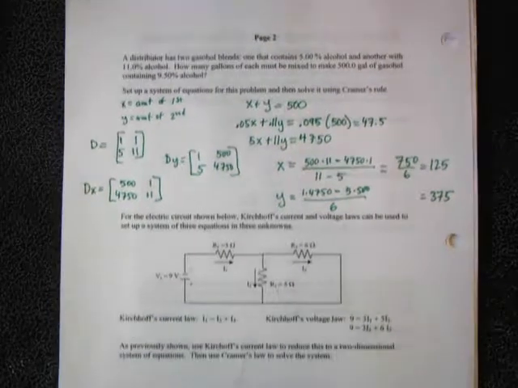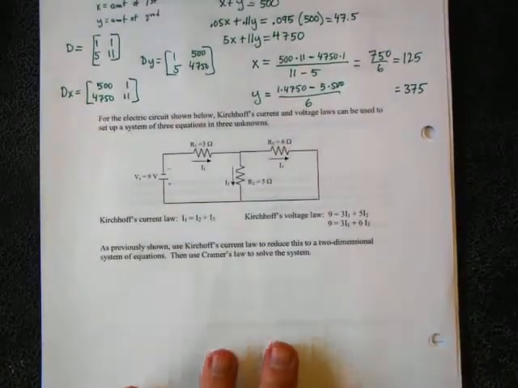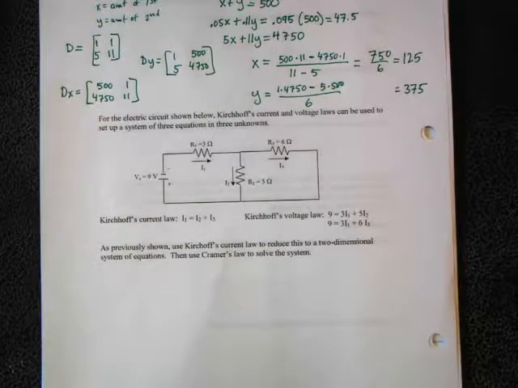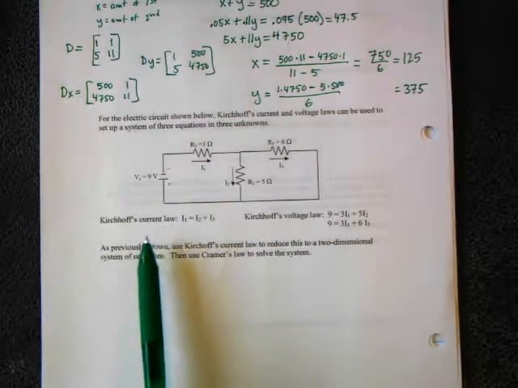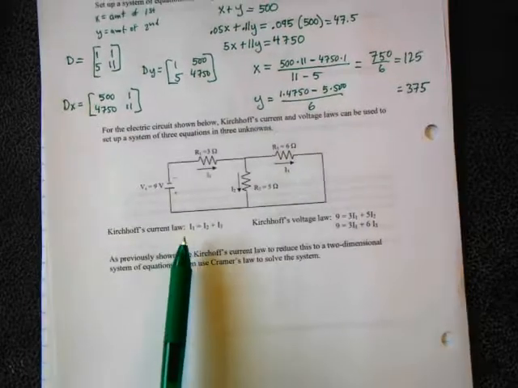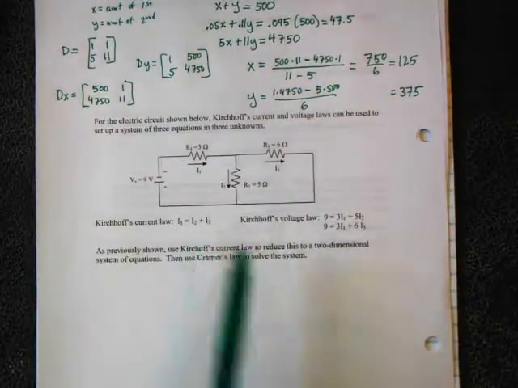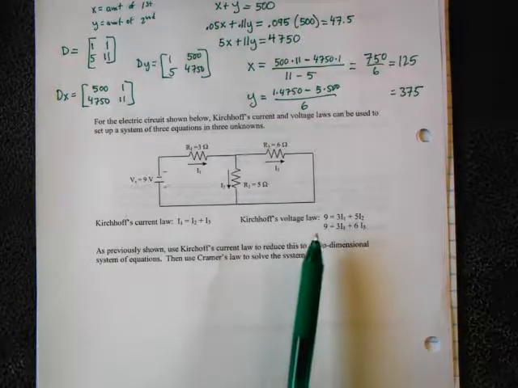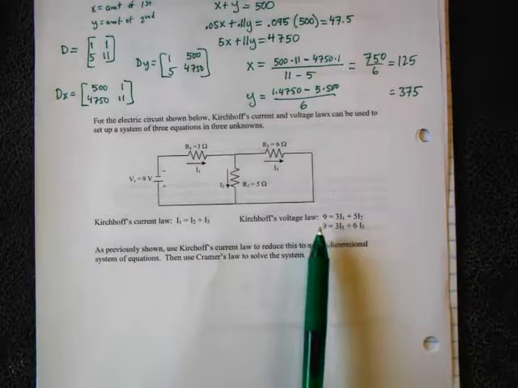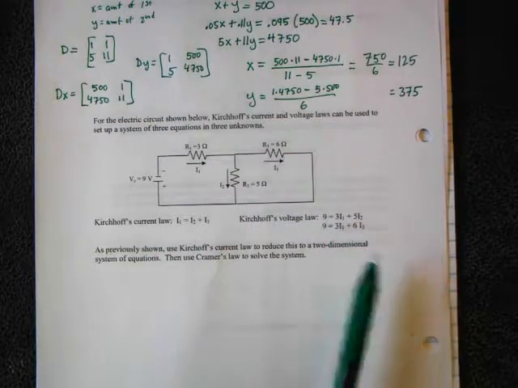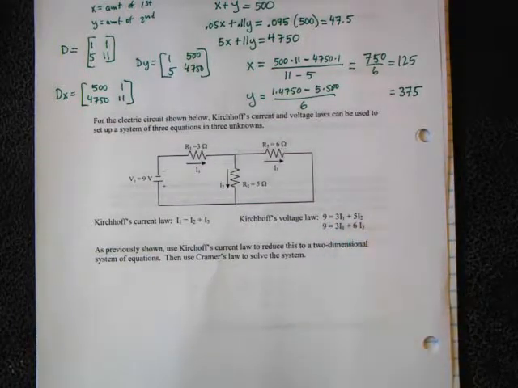All right, then this last problem. Might not have time to finish this one. We'll get it started. For the electrical circuit shown below, Kirchhoff's current and voltage laws can be used to set up a system of 3 equations and 3 unknowns. Uh-oh, too many variables. So Kirchhoff's current law gives I1 equals I2 plus I3. So you guys don't laugh at my bad math jokes. That's okay. And then we have Kirchhoff's voltage law says 9 equals 3I1 plus 5I2, and 9 equals 3I1 plus 6I3.